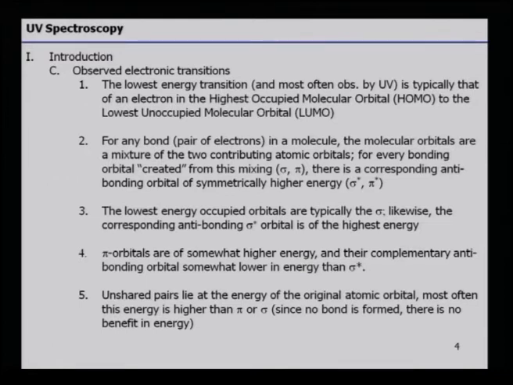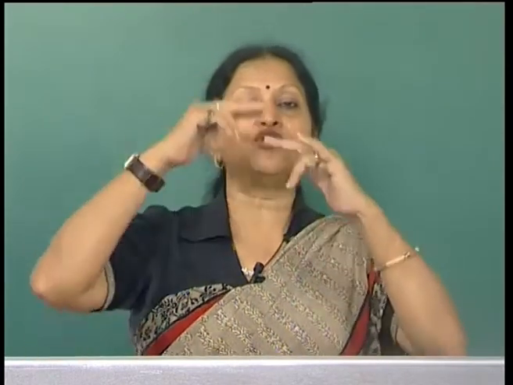Unshared pairs lie at the energy of the original atomic orbital. Most often this energy is higher than pi and sigma. Since no bond is formed, there is no benefit in energy. So, this pattern should be very clearly understood. The gap between sigma and sigma star is the maximum. The gap between pi and pi star is relatively less, and that is why the transition falls in the region of 125 to 650 kilojoule per mole, and that is what causes the transition.